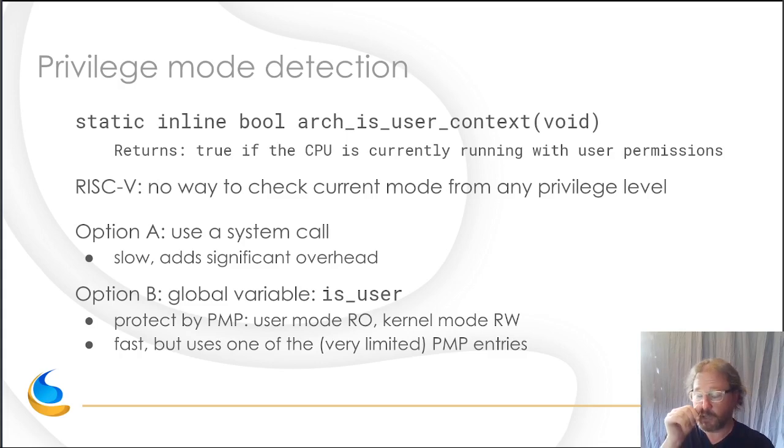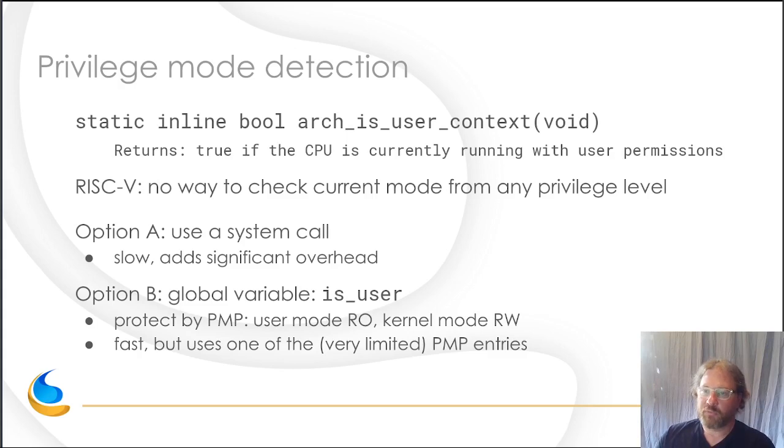So the obvious first try was to just use a system call for this. You use ecall to trap into kernel mode and check what the previous mode was, and then return. We implemented that first. It was the obvious way to do it. And what we noticed right away is that this function, arch_is_user_context, is actually used in quite a few places, and it was adding a tremendous amount of overhead. There were system calls happening every time this was called, and so it just ended up slowing things down.